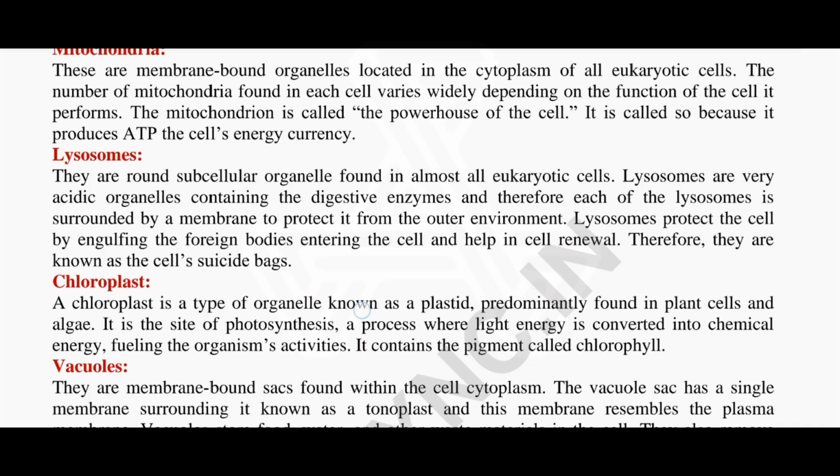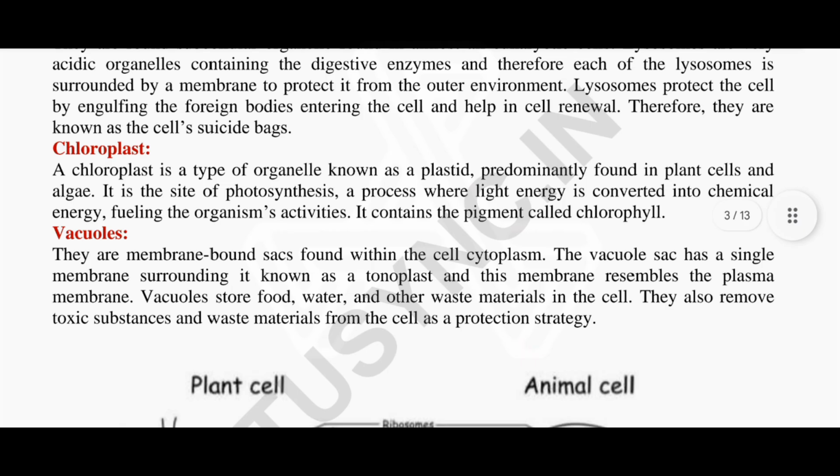Vacuoles. They are membrane-bound sacs found within the cell cytoplasm. The vacuole sac has a single membrane surrounding it, known as the tonoplast, and its membrane resembles the plasma membrane. Vacuoles store food, water, and other waste materials in the cell. They also remove toxic substances and waste materials from the cell as a protection strategy.